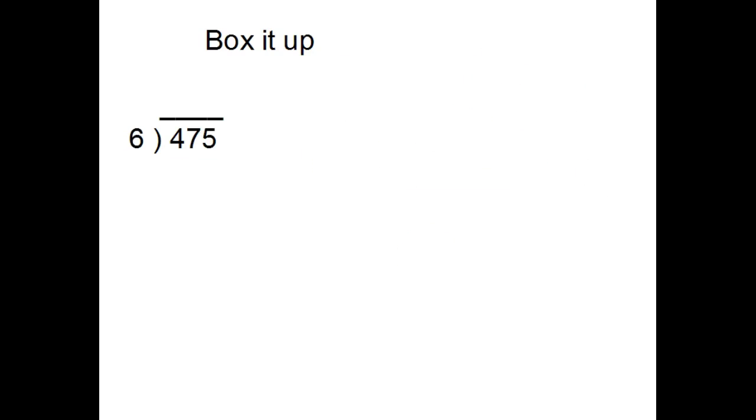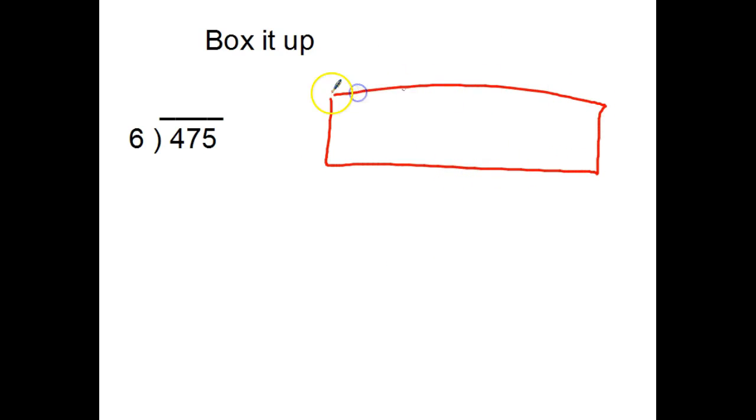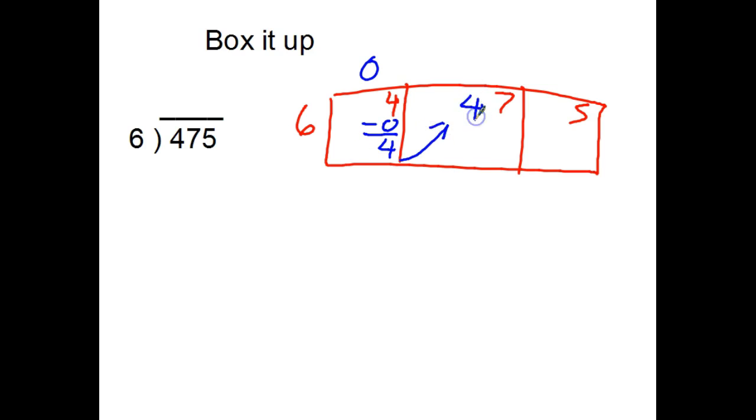So you try one and box it up. On my boxes, I got 3 digits: 6 on the outside, 475 on the inside. How many 6s in 4? 0. So I'm bringing that 4 up. How many 6s in 47?